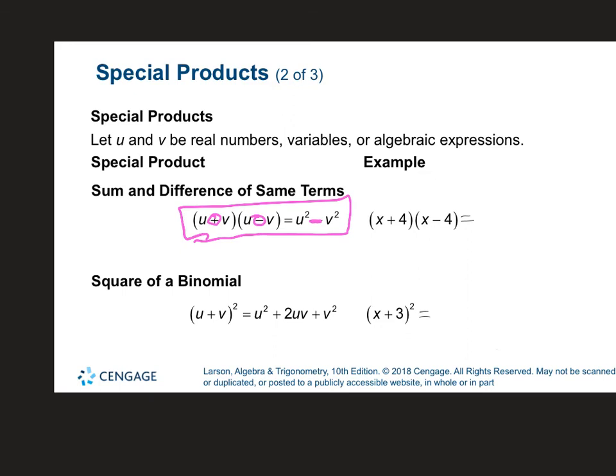If you don't see that right off the bat, that's okay, but the more you practice this, you'll get into that. But if I multiply this out, x times x is x squared, x times negative 4 is minus 4x, 4 times x is plus 4x, and 4 times negative 4 is negative 16.